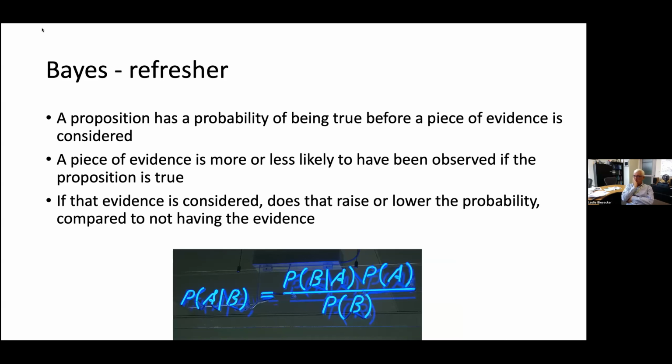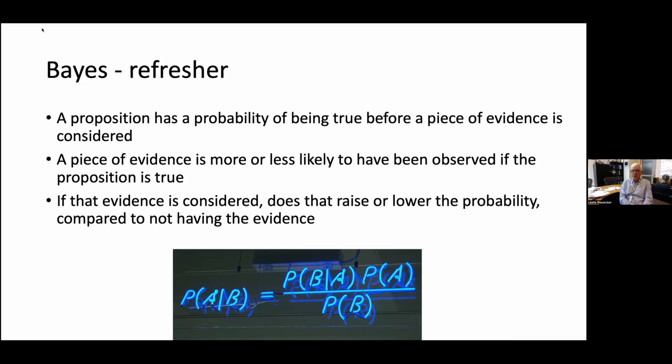So just as a refresher, what Bayes' rule fundamentally says is some proposition, something you think could be true, i.e., you think this variant could be pathogenic. That proposition has a probability of being true before you evaluate a piece of evidence, which we call the prior probability. And then you have a piece of evidence, and that piece of evidence makes that prior proposition more or less likely to be true based on the evidence being observed. So you ask yourself the question, does that raise or lower the probability compared to what I thought about it before I had the piece of evidence? So that's really all there is to Bayes.